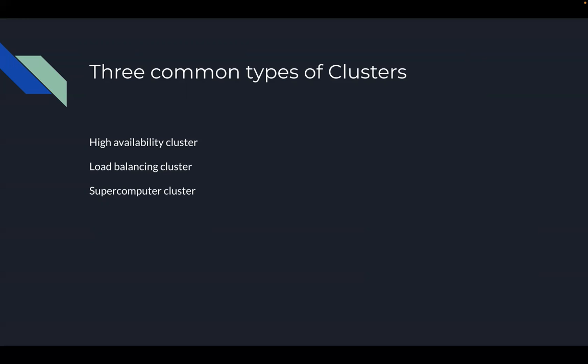Load balancing cluster refers to the provision of load capacity proportional to the load nodes. Generally speaking, the majority of the network services will choose this cluster. The third common cluster is a supercomputer cluster. This kind of cluster mainly has high performance and fast speed.